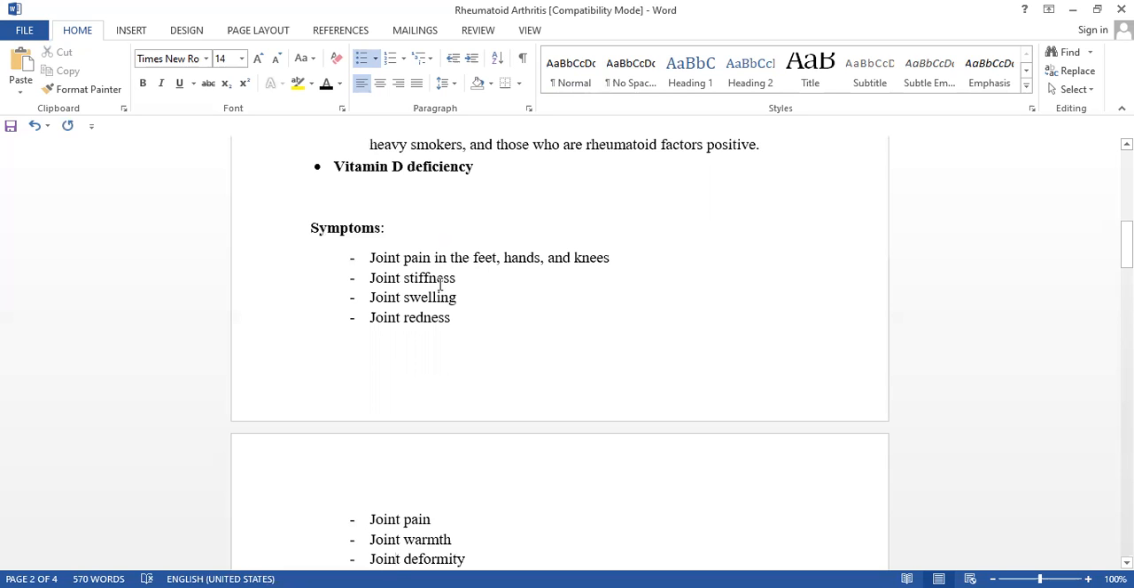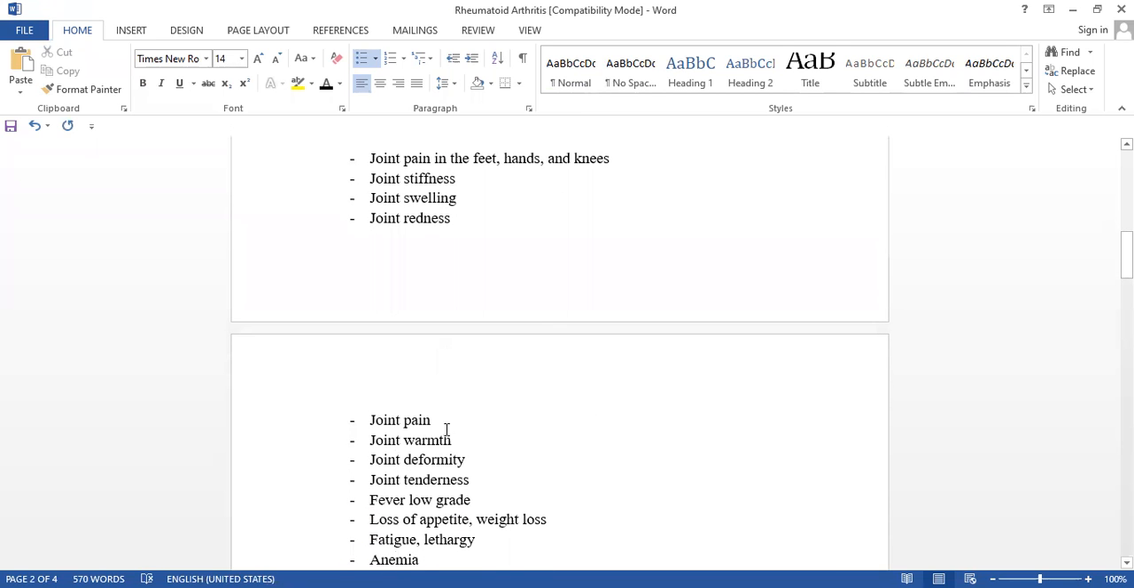Joint stiffness is there, hardness, the movement is improper. When we move, that time there is a pain because there is a stiffness. Joint swelling is there because inflammation is there. Joint redness is there because of that inflammation. Joint warmth, because of that a little warmth is there, a little hot.